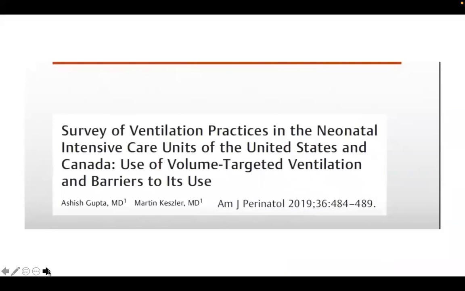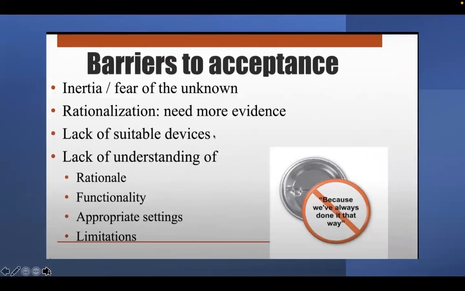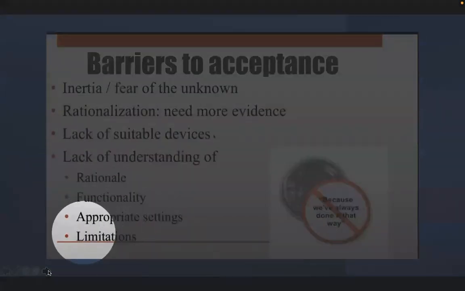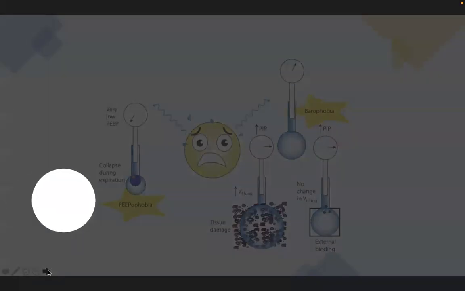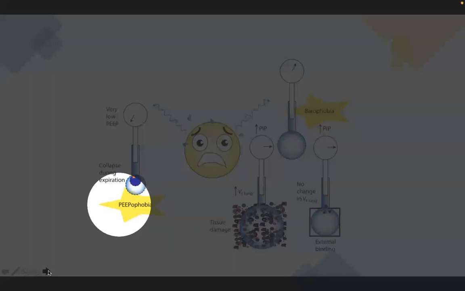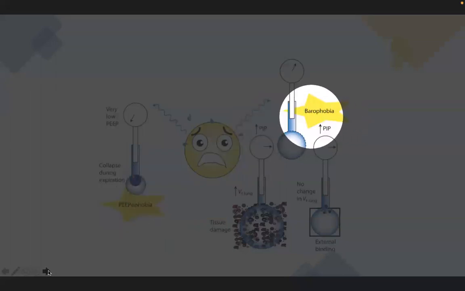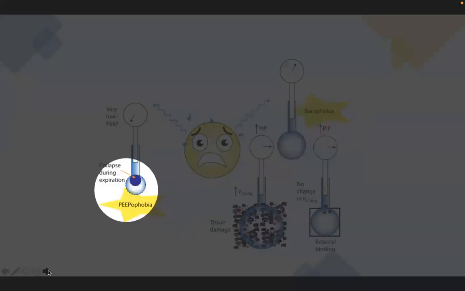In a survey of ventilation practices in the NICUs of the United States and Canada, the barriers to acceptance of volume targeting were found to be inertia or fear of the unknown among physicians, the rationalization that more evidence is needed before volume guarantee is used universally, lack of suitable devices for targeting the volume, and lack of understanding of rationale, functionality, appropriate settings, and limitations. The fear among physicians of hypocapnia, that is increasing PEEP, or barotrauma, that is fear of increasing pressure, has been the main reason why many physicians are still afraid of using volume targeting rather than pressure targeting.